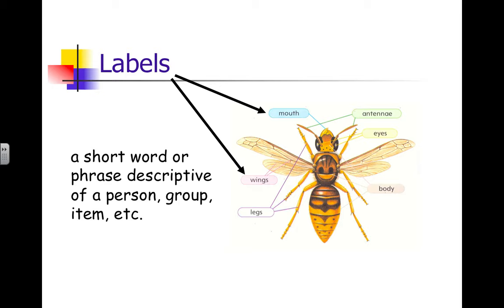Labels. We would look at this and probably say that this is a diagram, but specifically, the labels are the words that are in the picture or the drawing to highlight the information. So yes, this is a diagram of, I think it's a bee, but the labels are the words that are included.